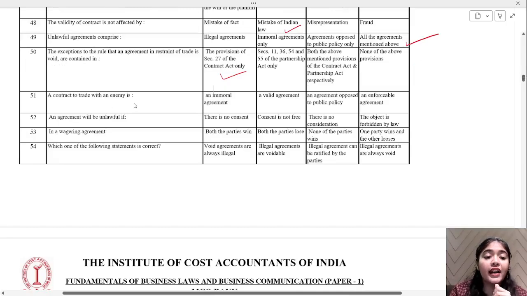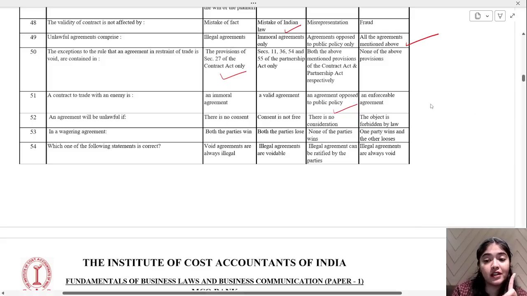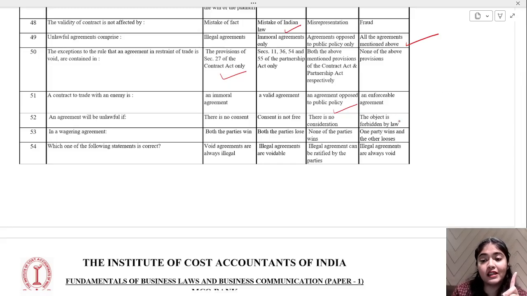Now, a contract to trade with an enemy is an immoral agreement, a valid agreement, or an agreement opposed to public policy. So tell me, a contract to trade with an enemy, agreement opposed to public policy. You should not trade with your enemy because they are going to affect us. That is against the public policy. An agreement will be unlawful if there is no consent, consent is not free, there is no consideration, or the object is forbidden by law. We are talking about unlawful. So the object is forbidden by law. Your option number 4 will be correct over here.